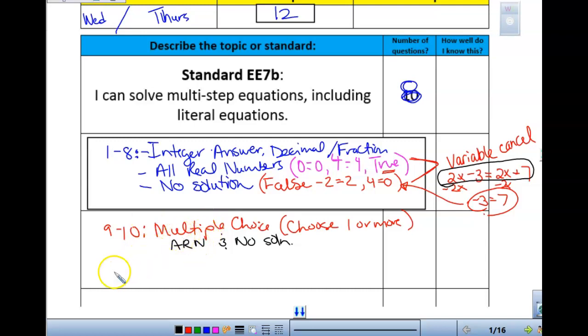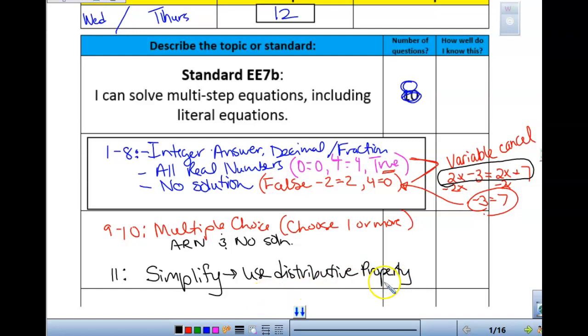The next question, question number 11, is kind of like on the quiz where you were asked to simplify. When I think of simplifying, simplify means I'm going to use the distributive property, so I'm going to use the distributive property and add like terms. There is no solving in this problem. And so that's what I often have students make mistakes on, is they think that we are solving this.